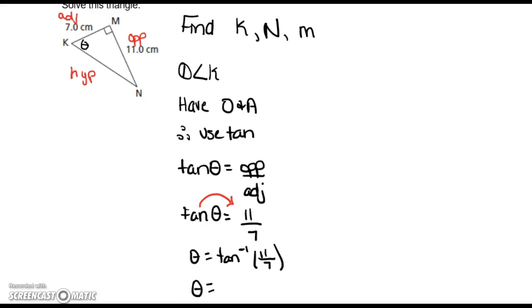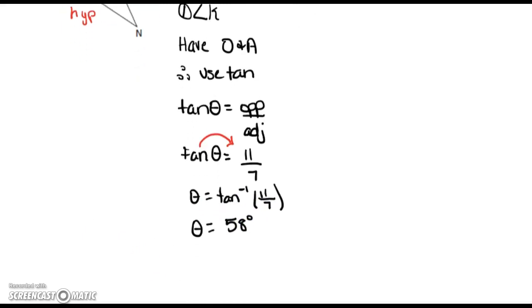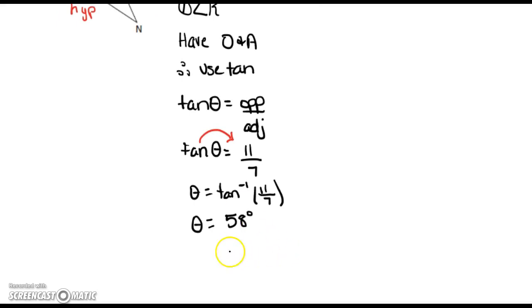When you plug that into your calculator, you should get 58 degrees as your final answer. And if you've been working with K the whole time, awesome. If not, we're just going to state our final answer here as K is 58 degrees.